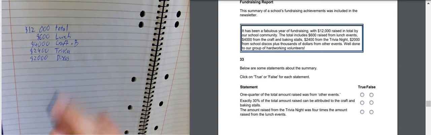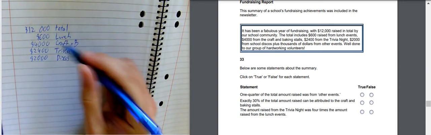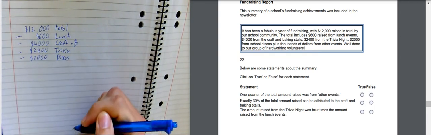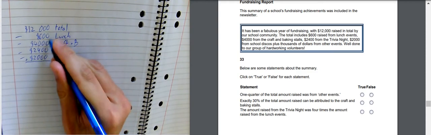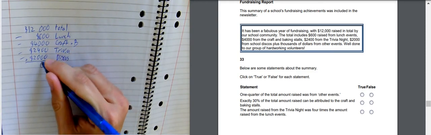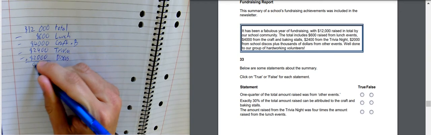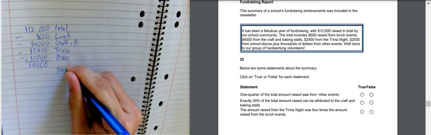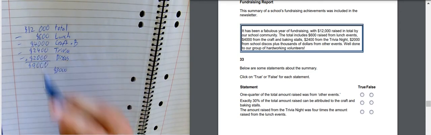So because it's 12,000 in total, I guess the other has to be the part of the 12,000 that isn't included in the lunch, the craft and baking, the trivia, and the disco. So we just need to add all of them up. 0, 0, 6 and 4 is 10. 4 plus 4 is 8 plus 1 is 9. So that's 9,000. That means there's 3,000 left, because 3,000 plus 9,000 will equal 12,000.